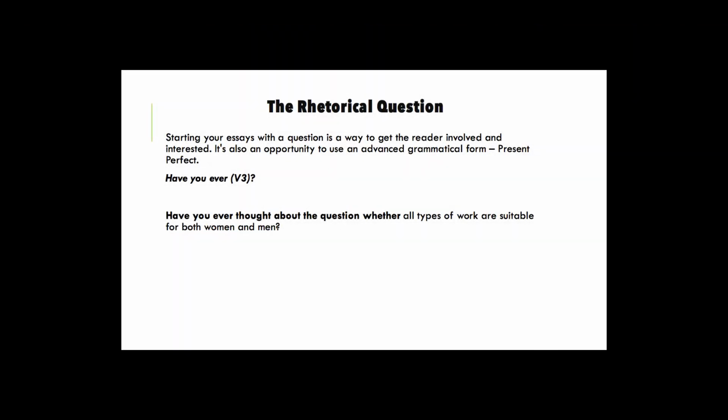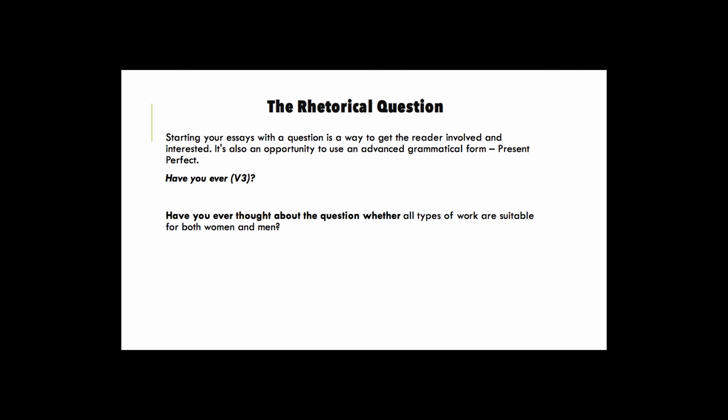The second way I'm offering you here is the rhetorical question. Starting your essay with a question is a way to get the reader involved and interested. It's also an opportunity to use an advanced grammatical form, the present perfect. The formula is have you ever plus a verb in the third form.